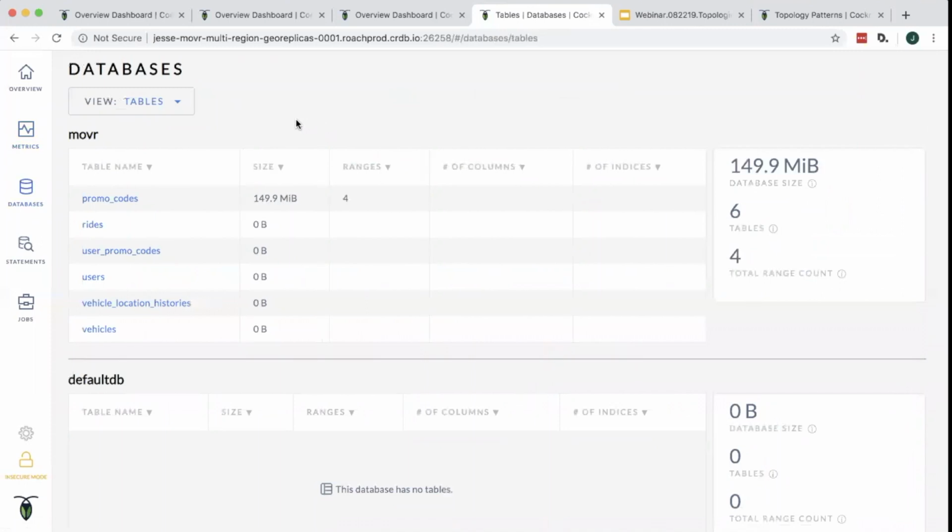Let's let it load up. The promo codes table, everything is working exactly the same. It's still a reference table. We're still using that duplicate indexes pattern to make sure that reads are local. The cost-based optimizer always has an index that it can access.